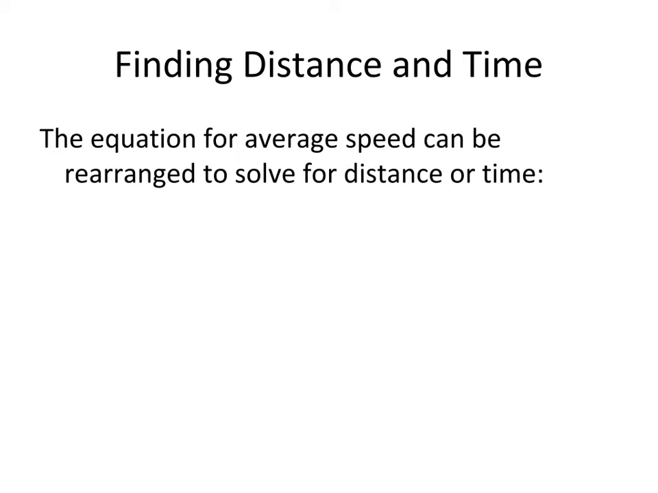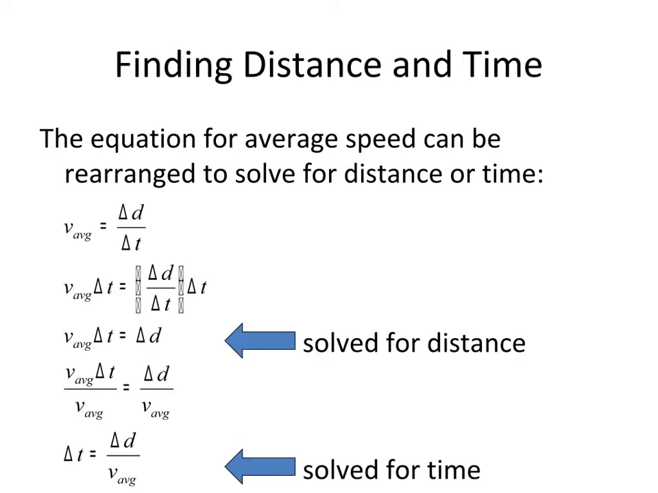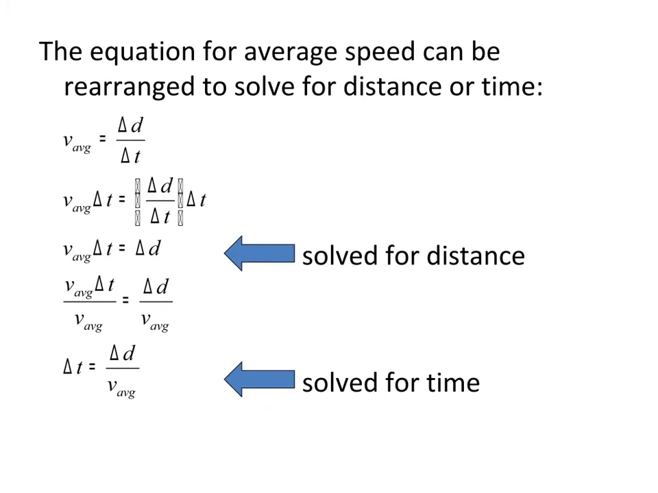We can also rearrange the equation for average speed to find distance or time. So if we solve for distance, our equation becomes delta d equals average speed times delta t. If we solve for time, then the equation becomes delta t equals delta d, distance that is, over average speed.